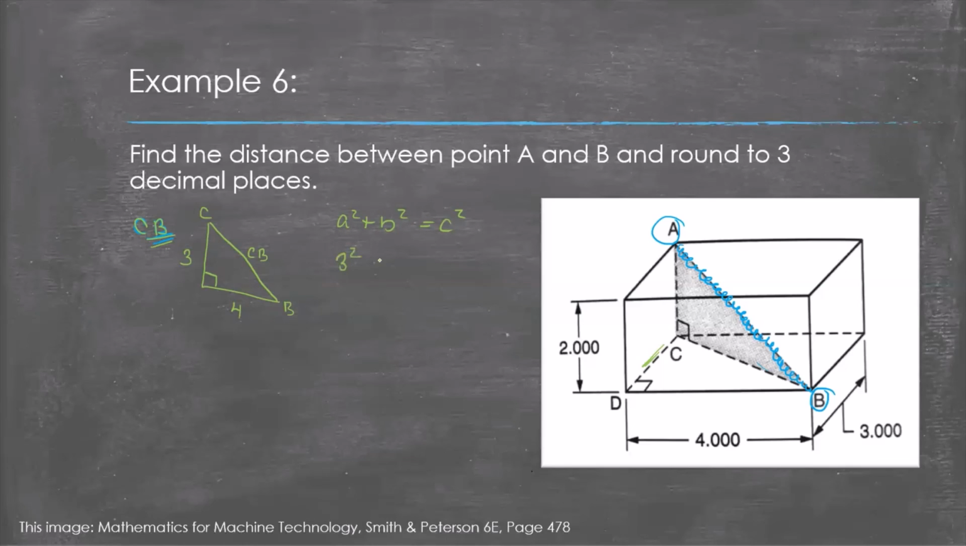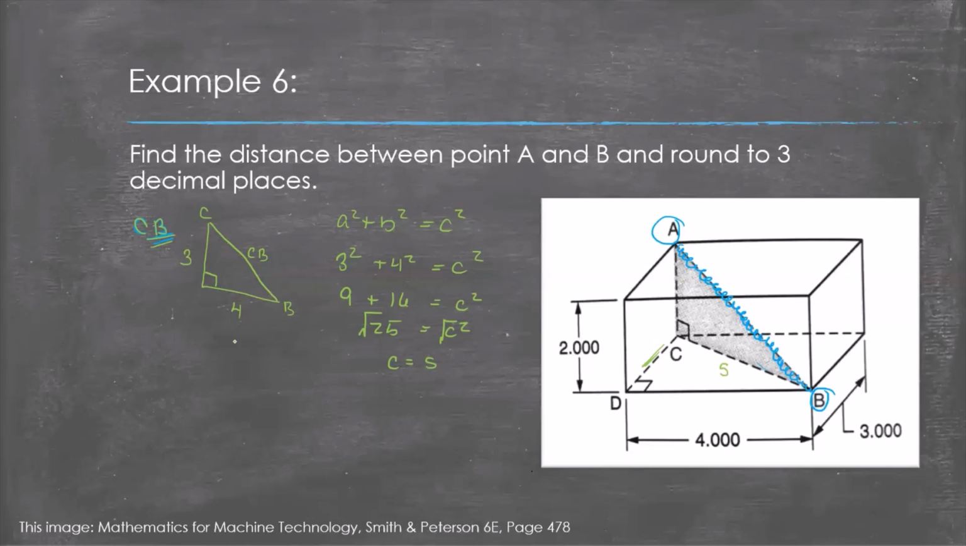So 3 squared plus 4 squared equals c squared. And hopefully you recognize that we have a 3 and a 4. This makes the Pythagorean theorem triple. So you might not have had to do any math if you happen to know that by heart. But this is 9 plus 16 equals c squared. So 25 equals c squared. We take our square root, and c equals 5. So we can plug that in right in there.